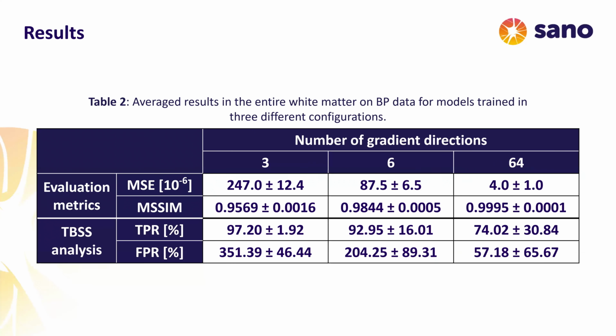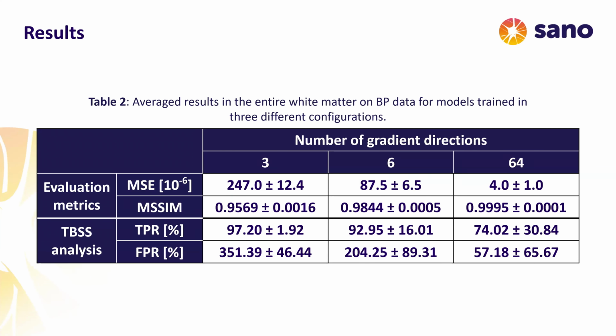If we look only at the evaluation metrics, all of the models performed really well. The mean structural similarity index measure is really high. It's equal to 0.95 for only 3 gradient directions. And also the mean squared error values are relatively low compared to the overall range of the data, which was from 0 to 1. However, the TBSS analyses show the true hidden cost of reducing the number of gradient directions.